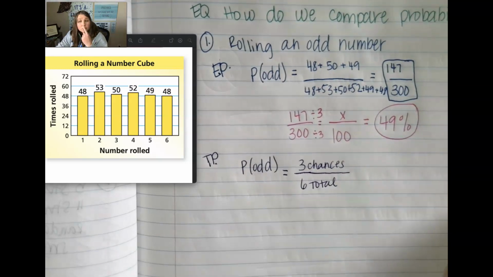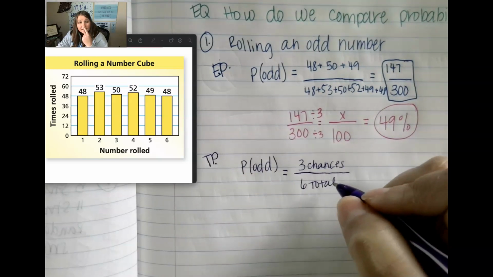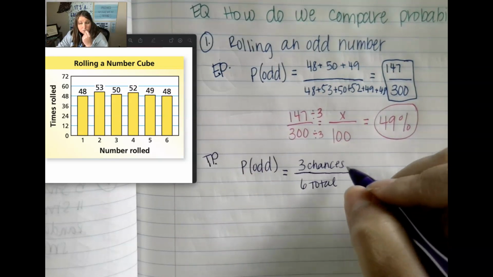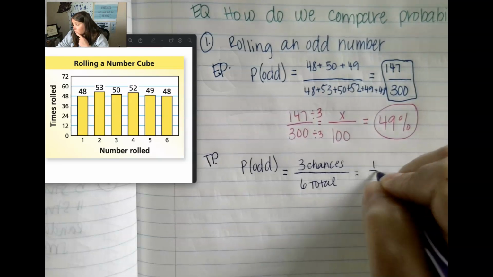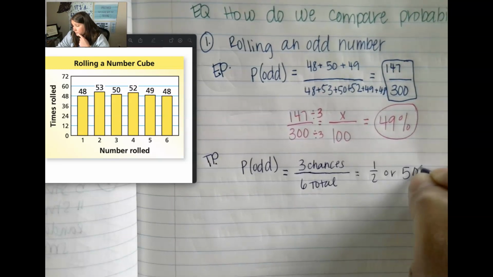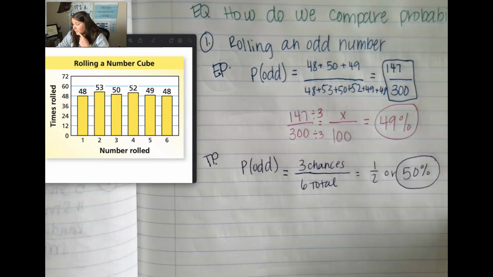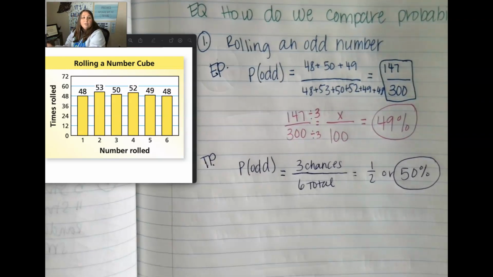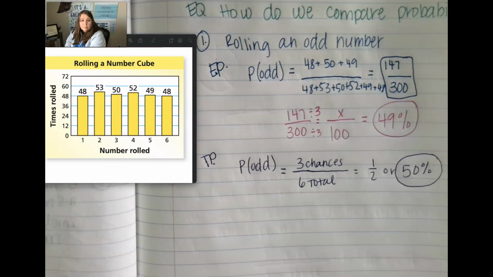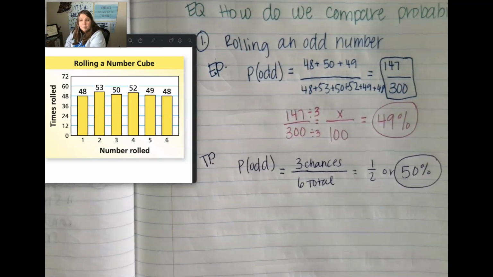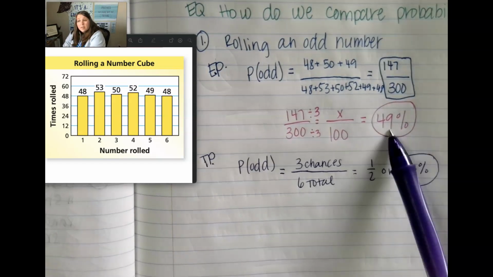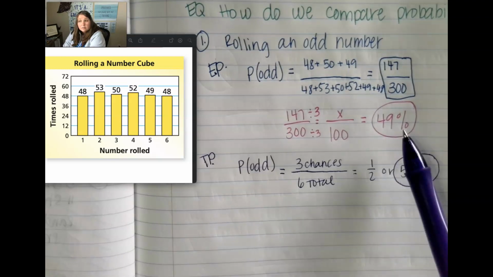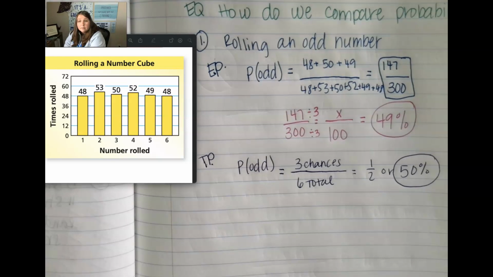Okay, there's 6 total numbers. So we have 3 out of 6 numbers that we could roll. So 3 out of 6 are odd. Well, 3 out of 6 is the same thing as 1/2 or 50%. So we had a 50% chance. So the theoretical probability is very close to the experimental probability. So 49% is close to 50%. So that is the comparison, 49 to 50%. Very, very close in odds.